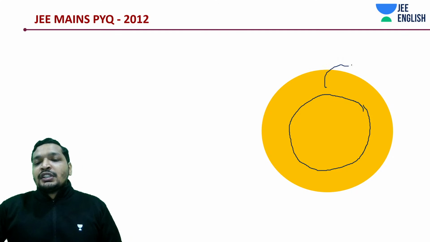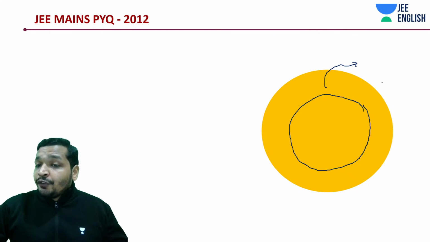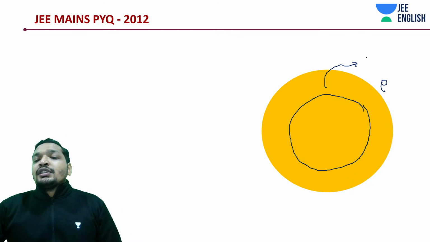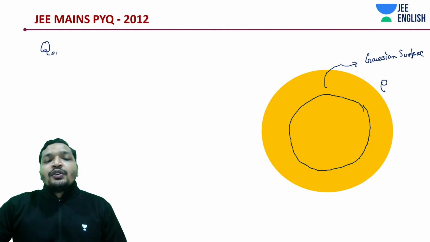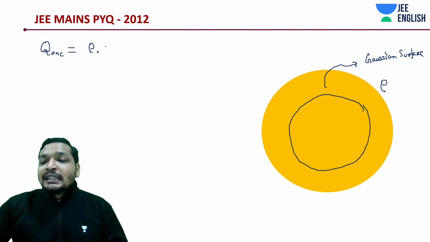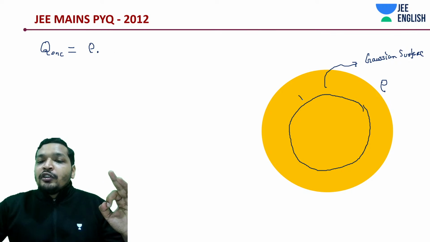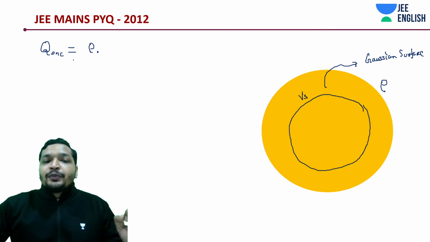This Gaussian surface has a uniform charge density, which I'll call rho. This Gaussian surface is going to enclose some charge. How much is that charge proportional to? It's going to be rho times the volume of the sphere. Which sphere? The volume of the Gaussian sphere.